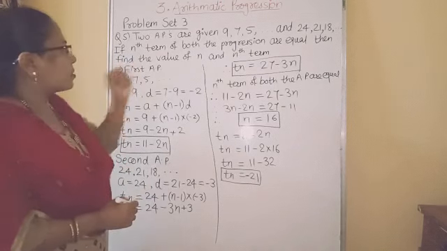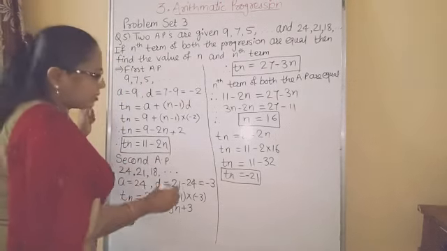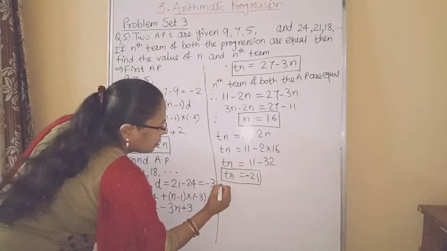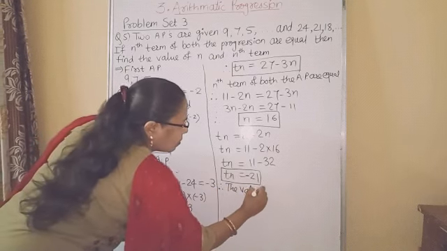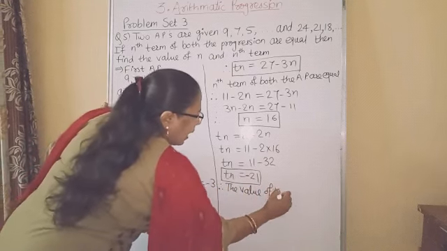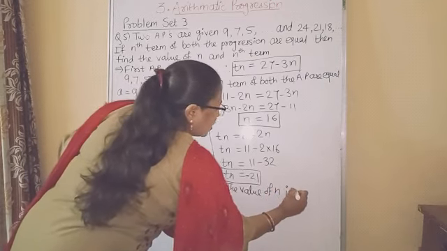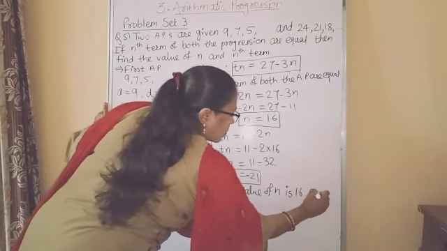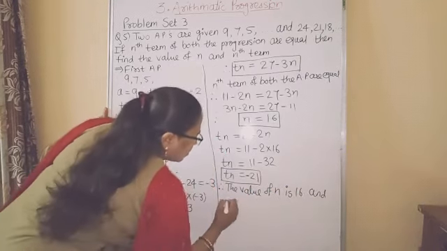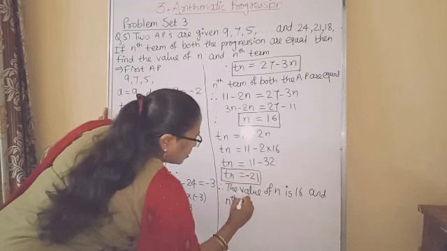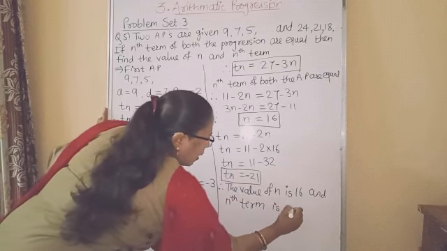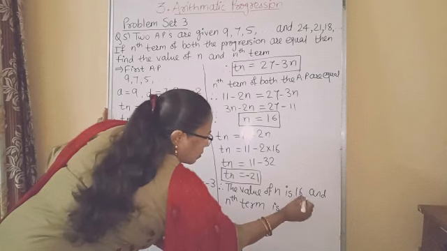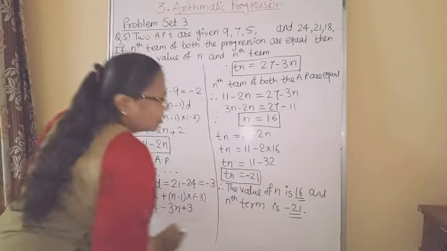So this way we got both the answers. So we will write the answer according to the question. Therefore, the value of n is 16 and nth term is minus 21. This way we got both the answers.